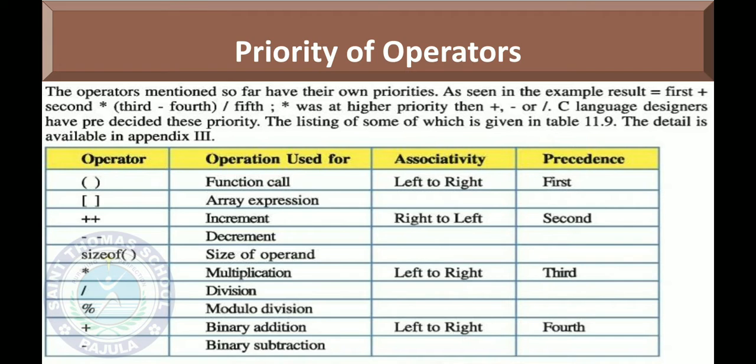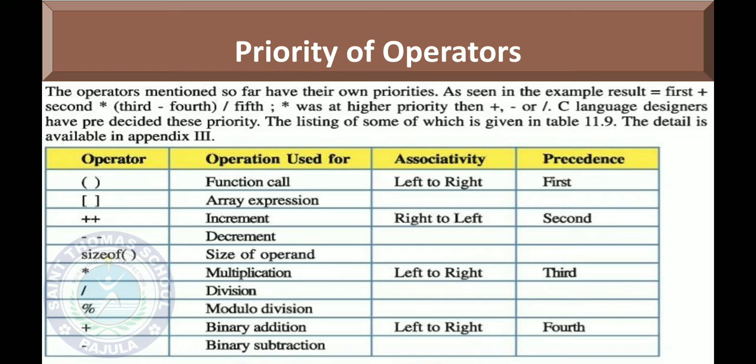Okay, so here you can say that if no bracket is there and just arithmetic operators are there, then first priority will be given to the multiplication sign, then plus, then minus, then the division sign, then plus, and then minus. Like this the priority is given. So here the C language designers have pre-decided this priority. The listing of the priority is given in Table 11.9.